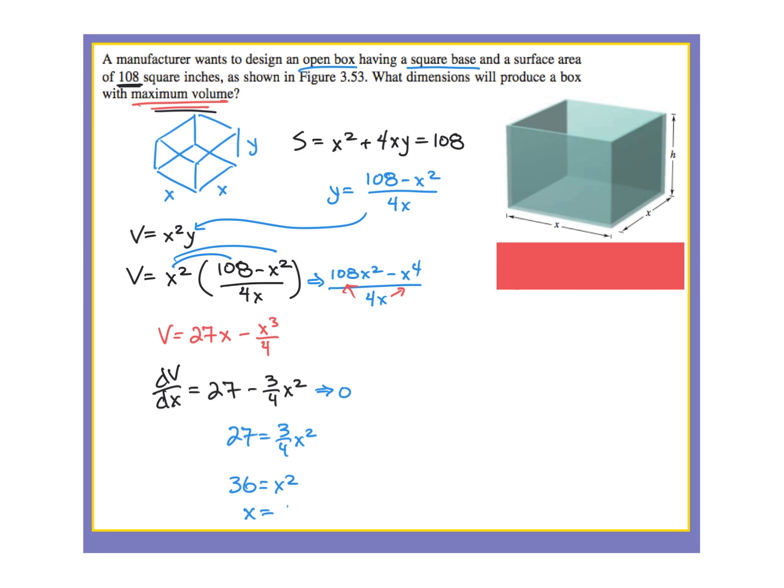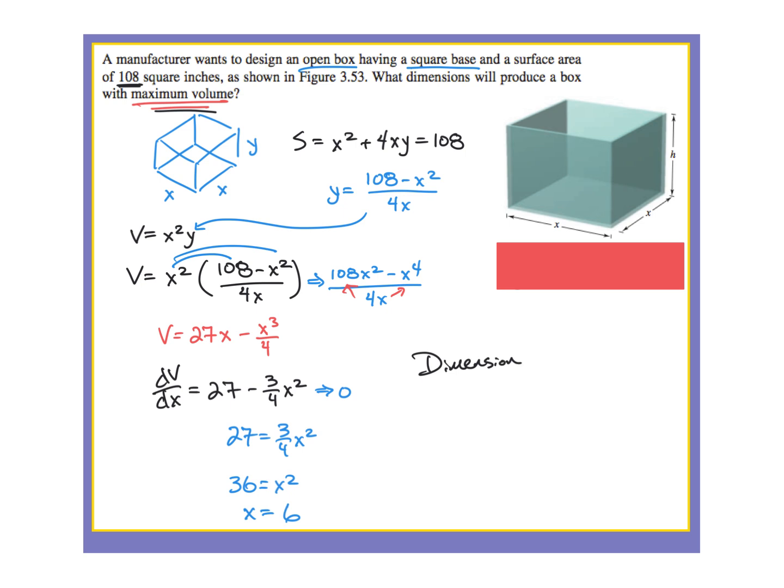It's technically plus or minus 6. It can't be negative. Why is it not negative 6? Because it can't have a negative dimension. All right, so I have one of my dimensions. However, how many dimensions will I have for my box? I will have 3 of them.